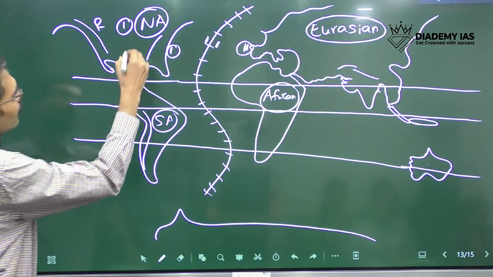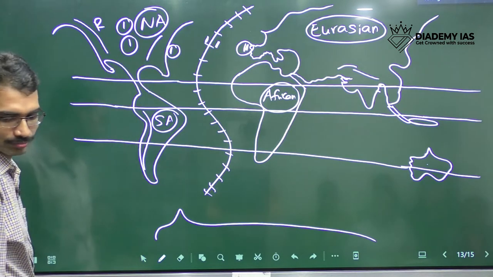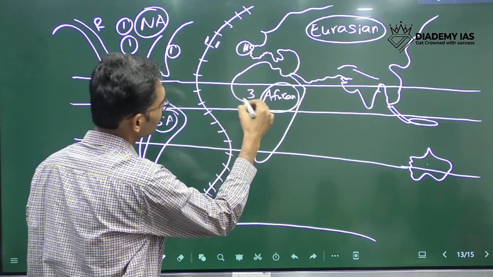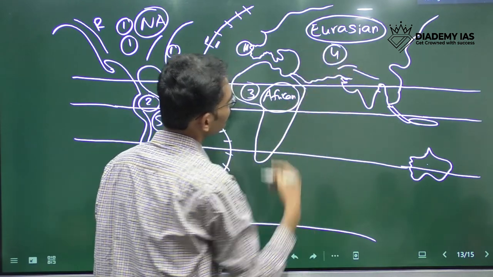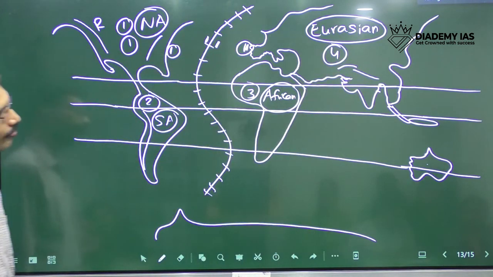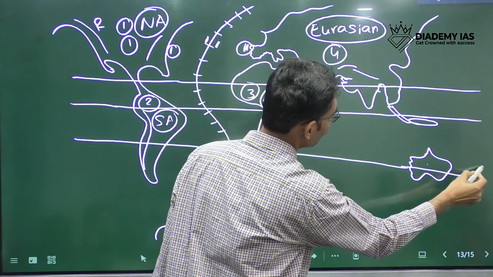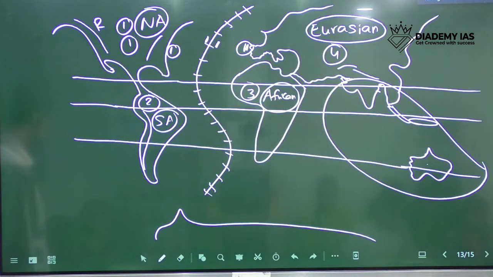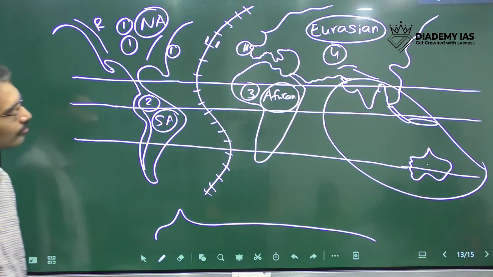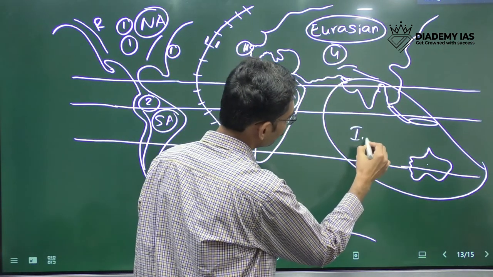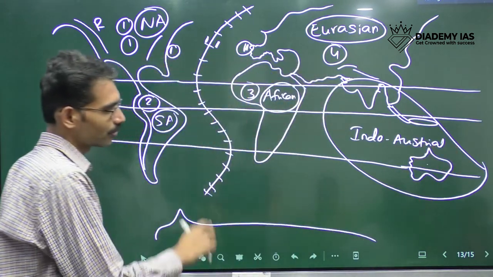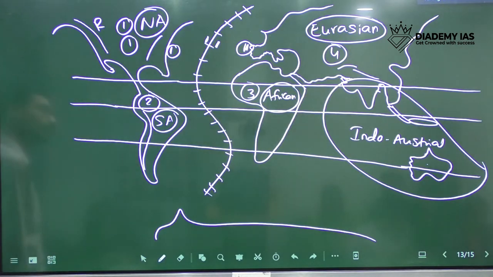If you give numbers, give numbers 1, 2, 3, 4, 5. Now there is a plate here, the combined Indo-Australian plate. India, Australia and New Zealand all under one, that is one plate.